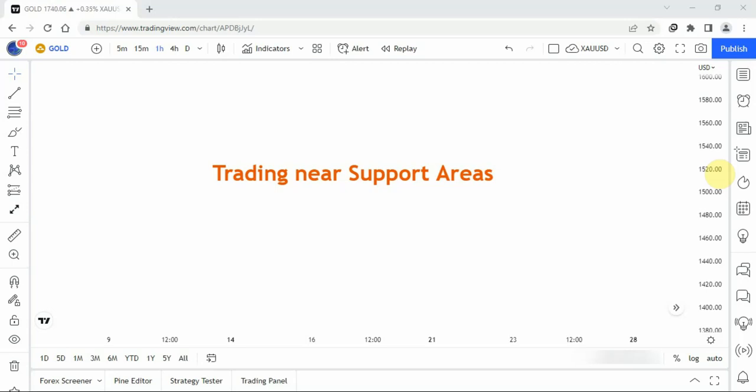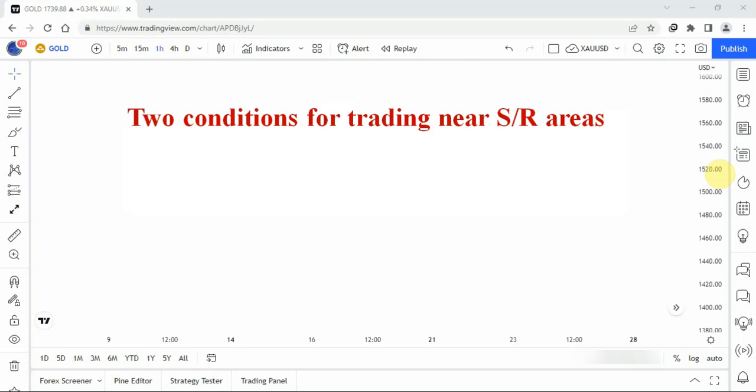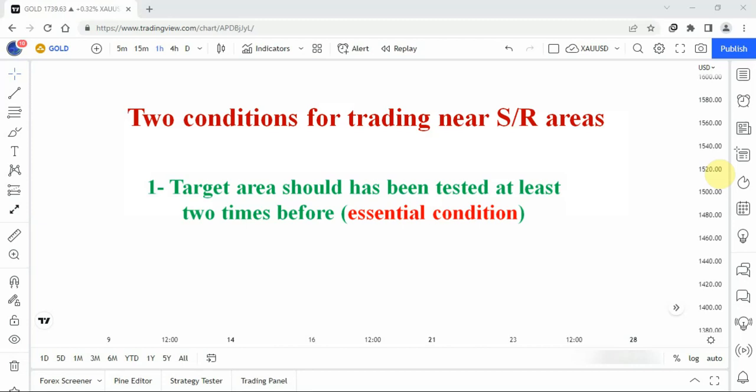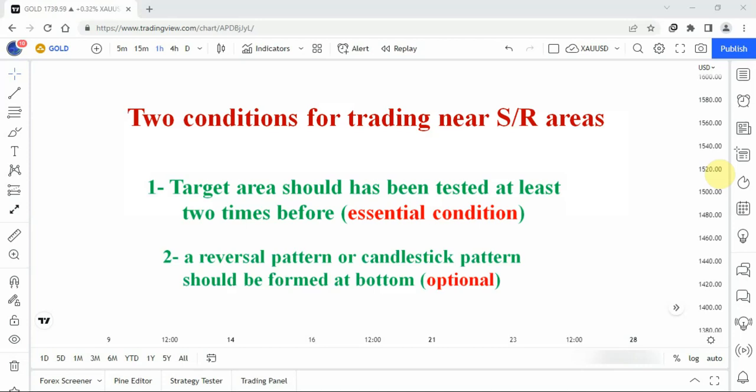For trading near support resistance areas, some requirements are needed. First, the target area should have been tested at least 2 times before. Then to enter a position near a support resistance area, we need some reversal patterns or candles. About the two mentioned conditions above, the first one should always be satisfied. But the second one is optional. It just adds to the margin of safety in trading. And if it's not considered, there will be no problem.